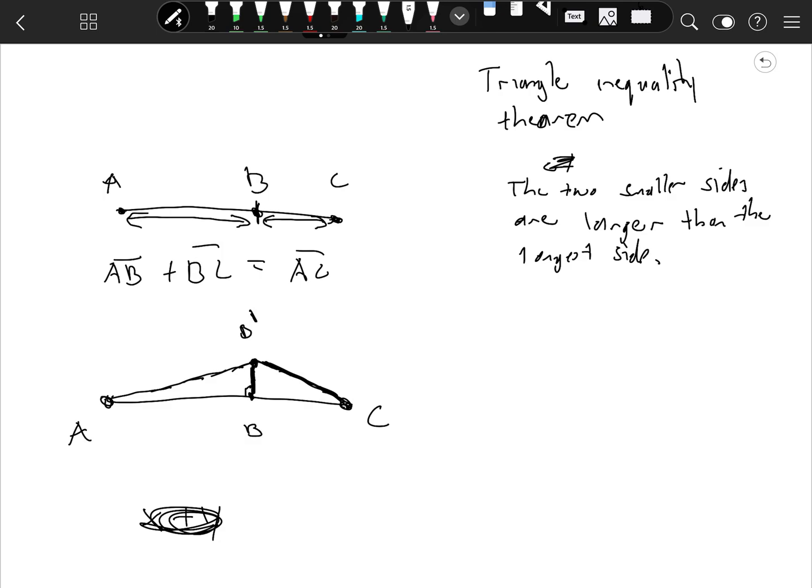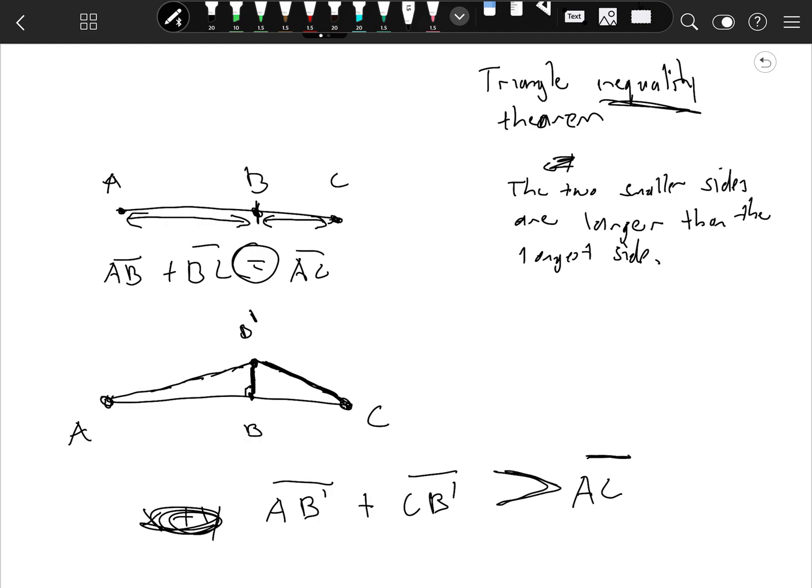and C there. So we can say that AB prime plus CB prime, and then we have AC. Well, the thing that we had before is that they were equal: AB plus BC, they're equal. Well, what do you think now? We call this the triangle inequality theorem. So now AB prime plus B prime C, or CB prime, has to be bigger than AC.